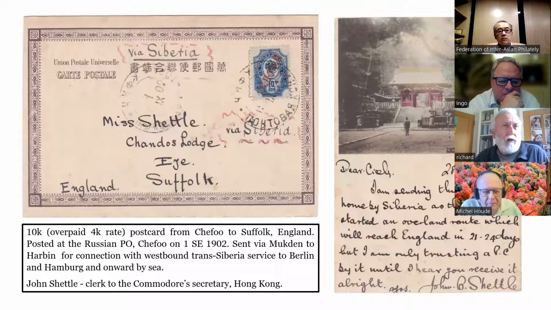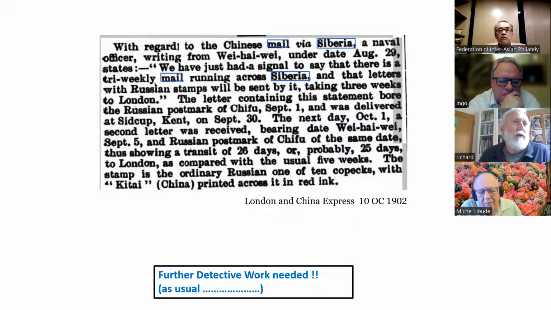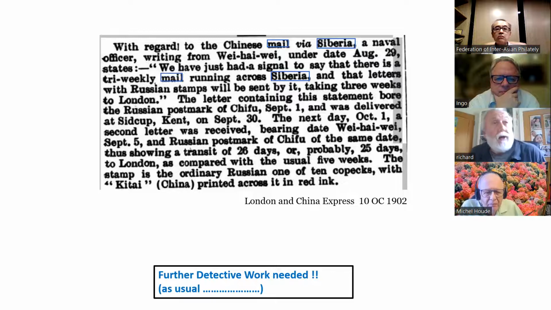And then about half an hour before this meeting, I was looking at something and I noticed this, which was in the London and China Express in October 1902. It said here that a naval officer writing from Weihai Wei said that there was a new service by Siberia, that letters with Russian stamps, and so on. The letter that this newspaper quoted was postmarked Chifu September 1 and delivered to Kent on the 30th of September. And there's another letter from Weihai Wei, also sent via Chifu. So they're interesting. And they were both at 10 kopecks.